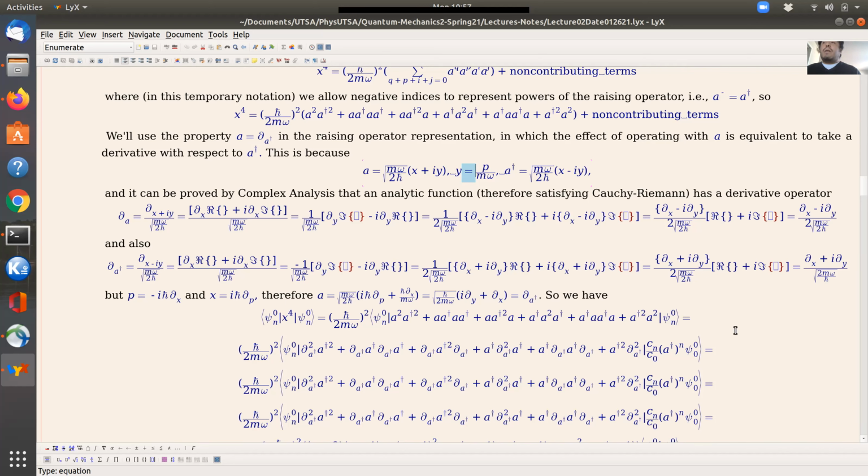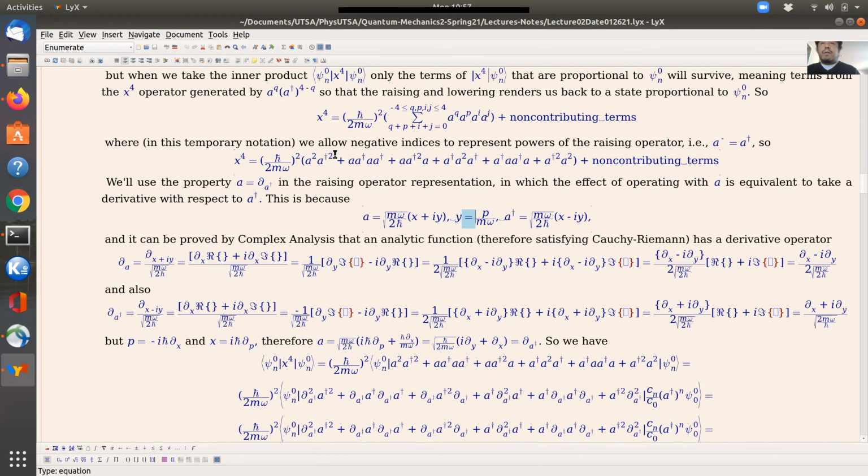Why are we doing this? This might not seem clear at the beginning, but there's a reason. The reason is that I will have the x to the fourth operator. These are the interesting terms, okay, which I will have here.